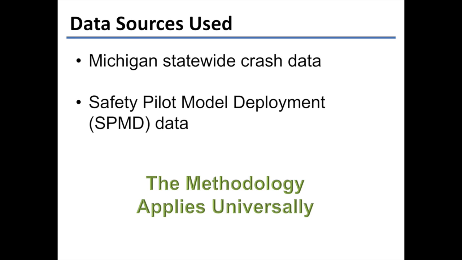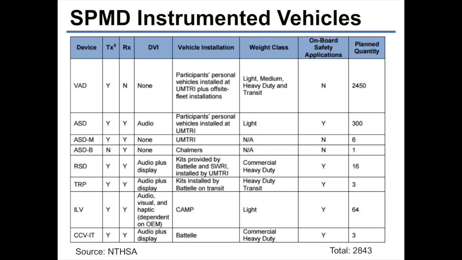The safety pilot data was collected in Ann Arbor, Michigan, and they have a total of about 2,843 instrumented vehicles of different types. These different vehicle types have been instrumented to collect different types of data: text data, video data, and audio data. In this study we only use the text data.